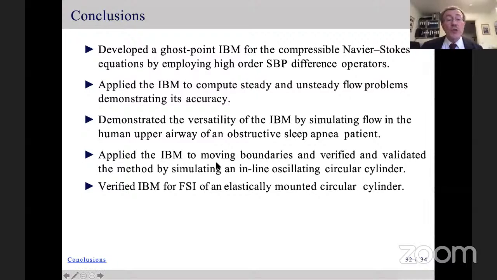We applied the immersed boundary to moving boundaries, verified and validated the method by simulating an inline oscillating circular cylinder. And finally, we verified the immersed boundary method for fluid structure interaction of an elastically mounted circular cylinder.